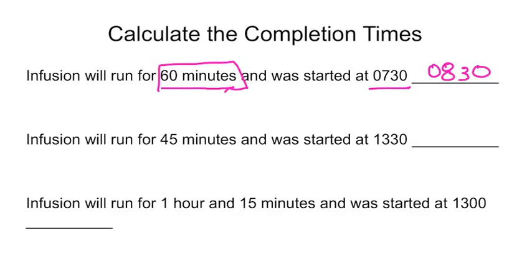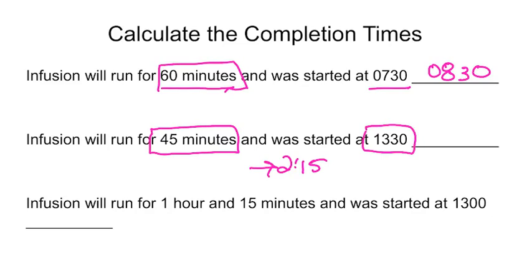Okay, so here I have an infusion that's going to run for 45 minutes, and it was started at 1:30 in the afternoon. So I'm going to take 1:30 and I'm going to add 45 minutes. So I'm going to go to 2:15. So 1330 plus 45 minutes is going to be 2:15, right? But I got to write that in military time. And 2:15 is going to be 14:15 written in military time.